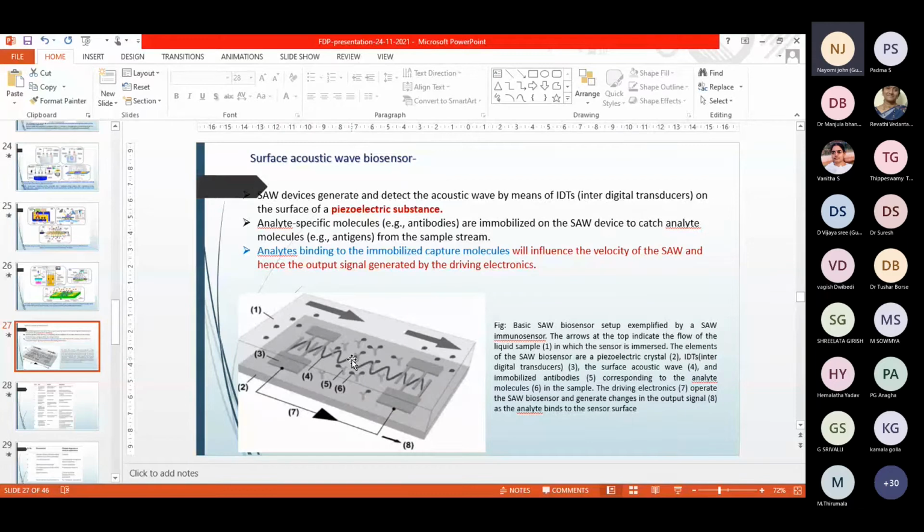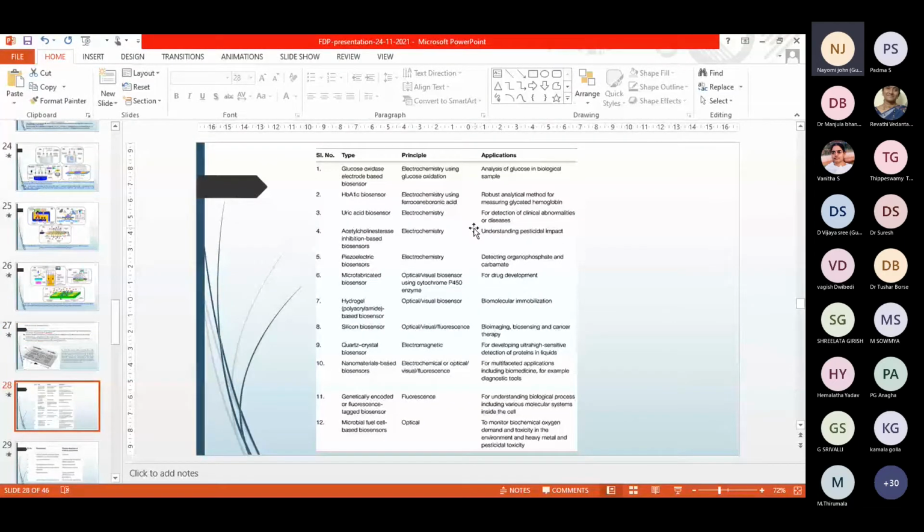Piezoelectric materials, there are many. I have skipped them because of the lack of time. Rochelle salt, quartz, and so many other piezoelectric materials are there to list. And this is a list of enzymes: glucose oxidase, electrode based biosensor. The principle is electrochemistry using glucose oxidation, and applications like that, there is a uric acid biosensor, glycosylated hemoglobin biosensor, hydrogel based biosensor, silicon biosensor, quartz crystal biosensor. There are so many biosensors people are working with.